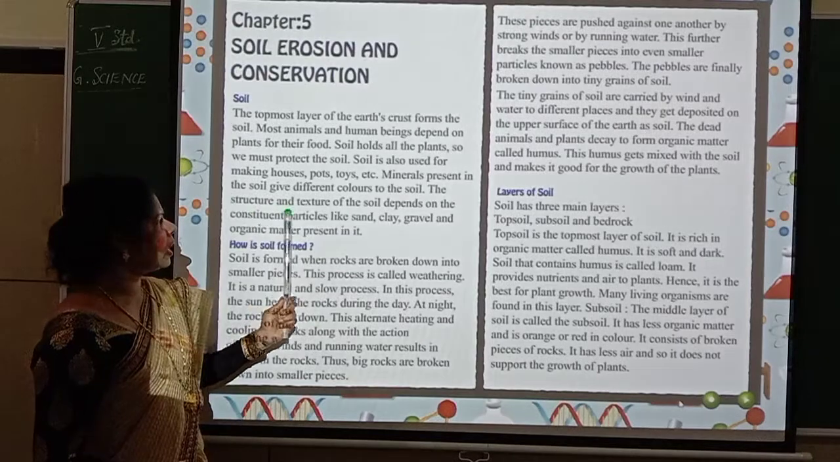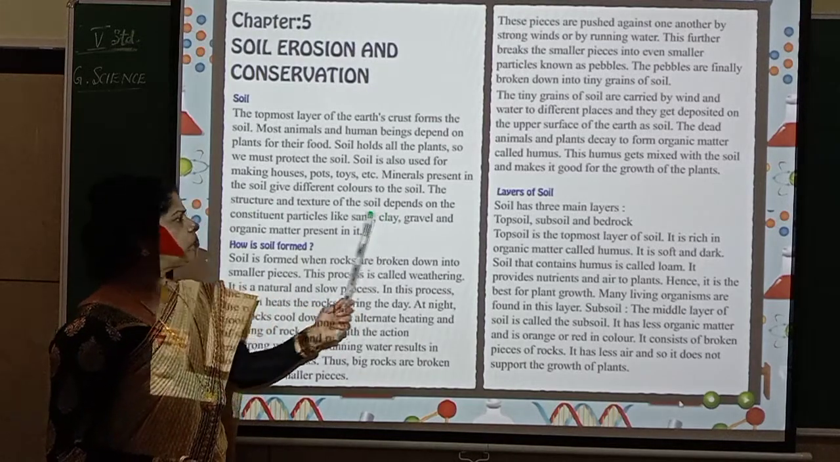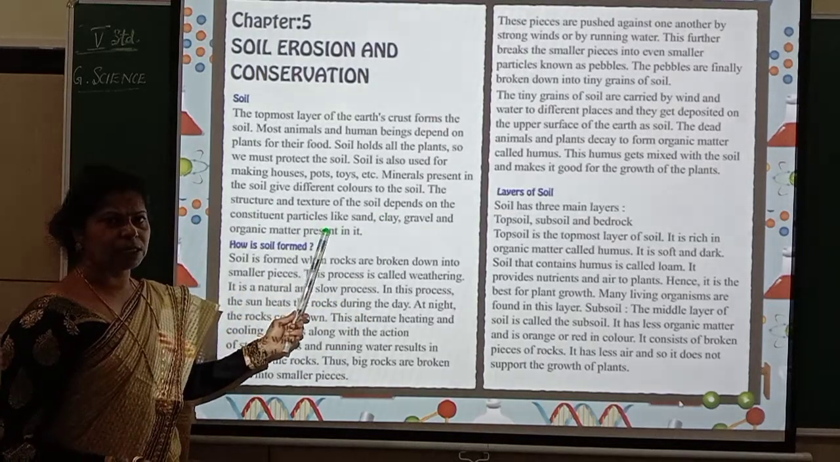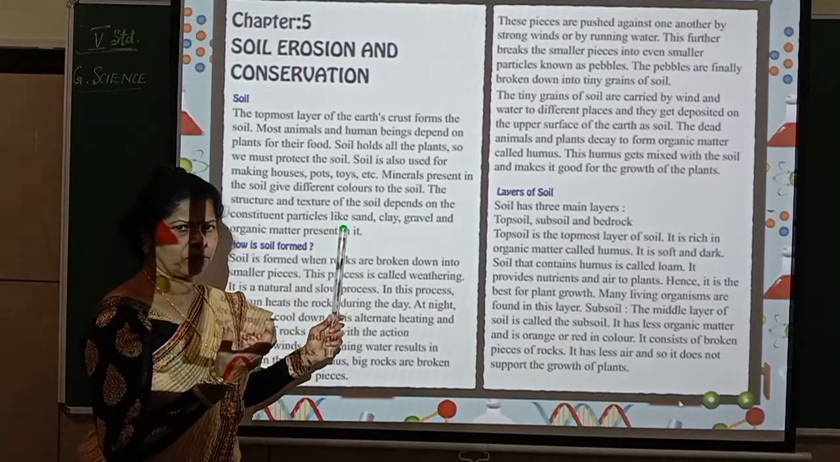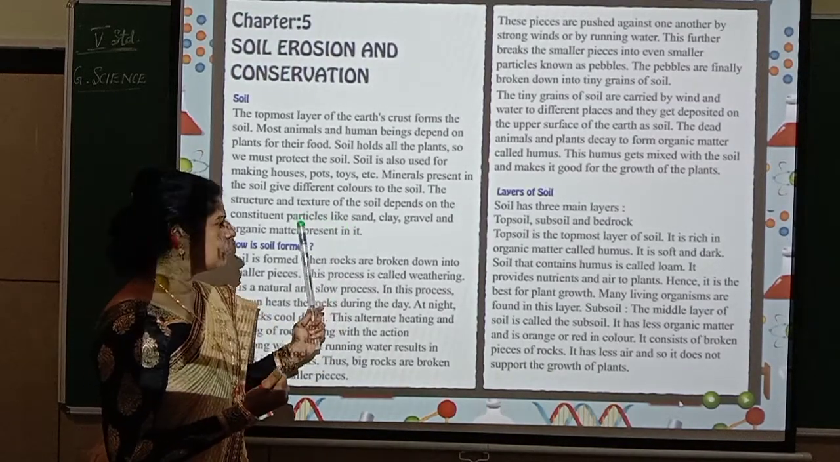So the structure and texture of the soil depend on the constituent particles. So what all does it consist of? What is this soil consisting of? That is called constituents. So what does it consist of?